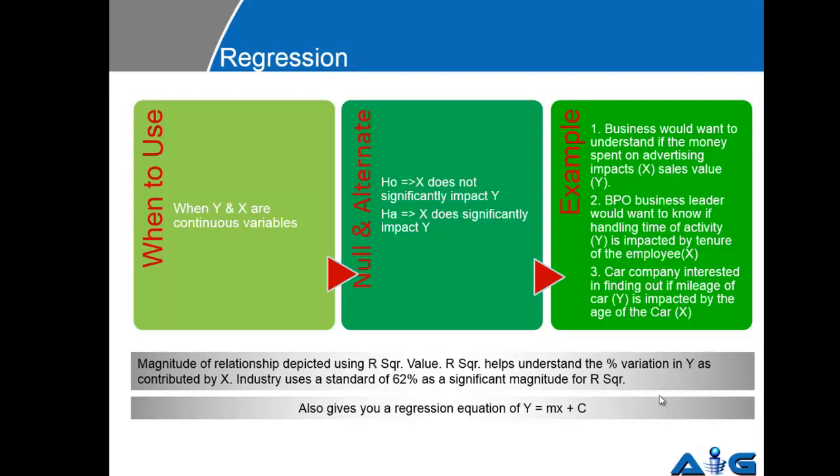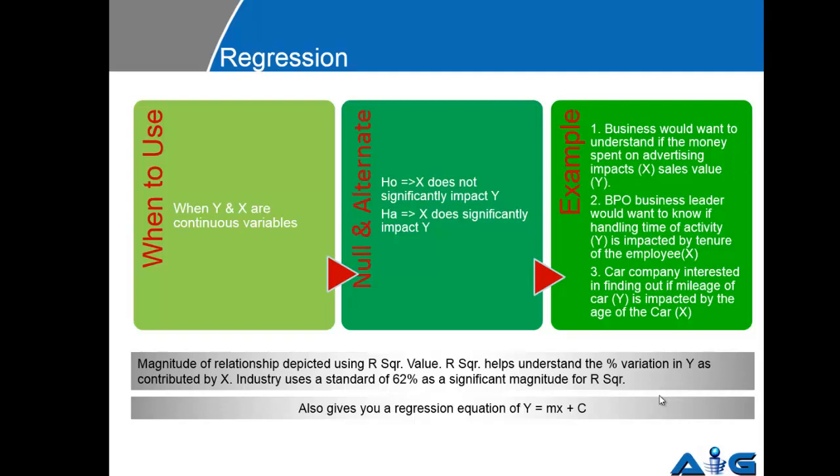And the industry uses a standard of 62% as significant magnitude for R-square. And R-square is a super important value when you are doing screening in the later part of your project. When you are to prioritize which X you would want to work on, R-square value could be a great mathematical value for you to decide which X should I work on more and which should be a lesser priority.